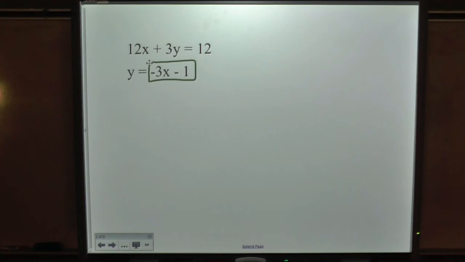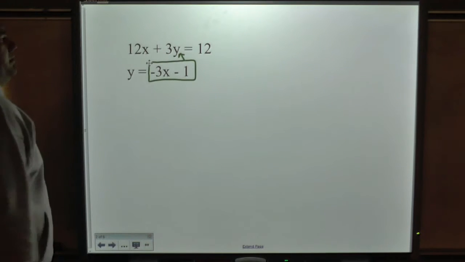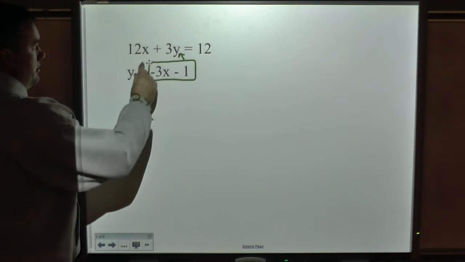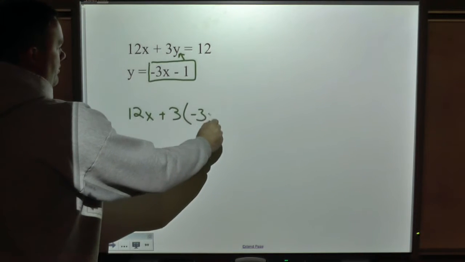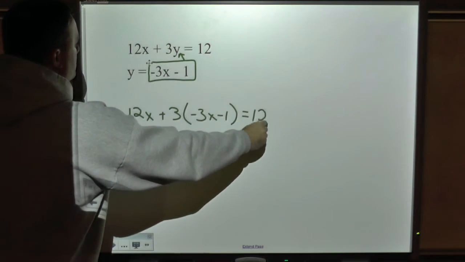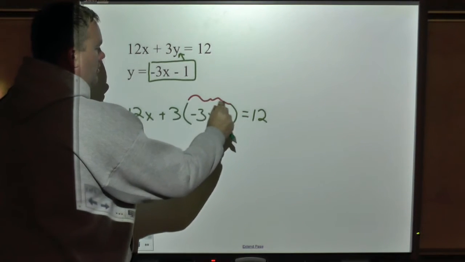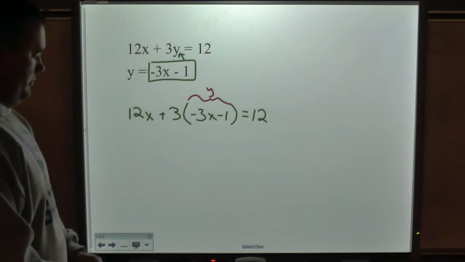Knowing that, we need to manipulate these two equations in this system into one equation that has one type of variable in it. So what we're going to do is take this amount for y, which is negative 3x minus 1, and substitute it into the other equation for y. So as we look, we have 12x, then plus 3 times whatever y is. Well, we said y is negative 3x minus 1. That's equal to 12. What that means is that this amount right here, that's y. That's what y is. So that's where the 3y comes from.